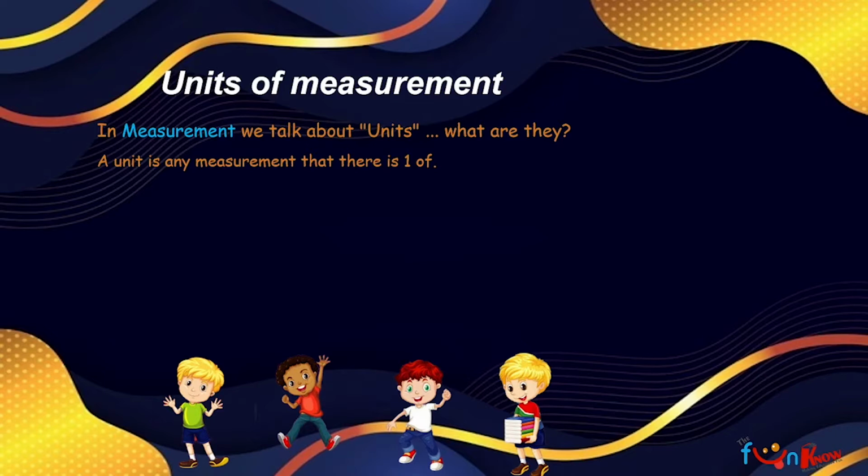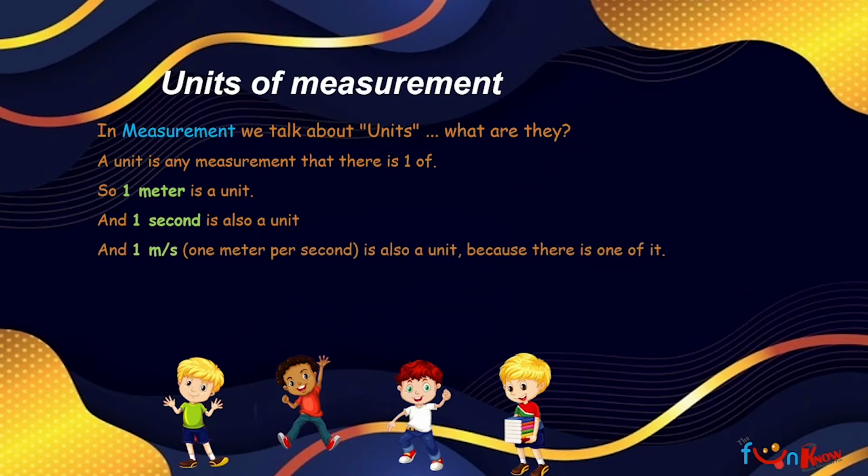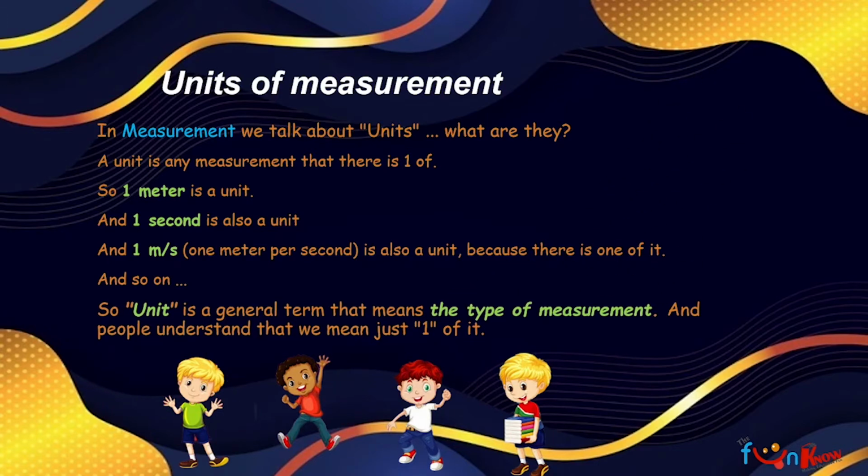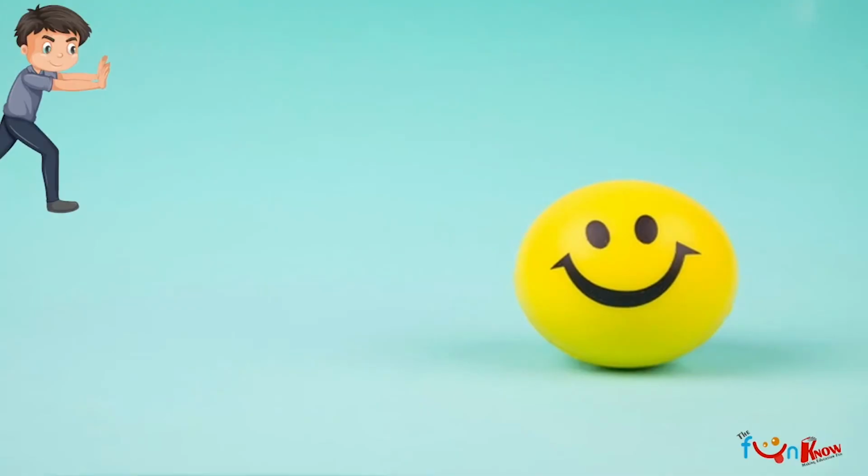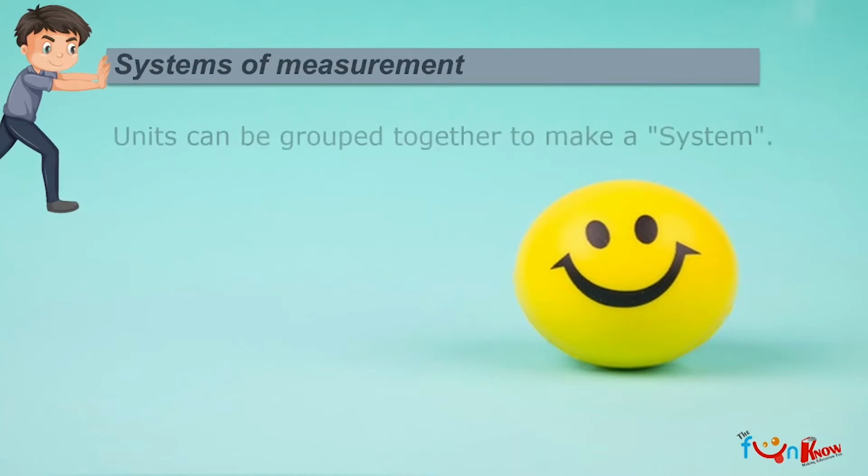The unit of measurement that you can consider is 1 of something. So, 1 meter is a unit. 1 second is also a unit. 1 meter per second is also a unit because there is one of it, and so on. So the unit is a general term that means the type of measurement, and people understand what we mean by just one of it. So now let us understand systems of measurement.